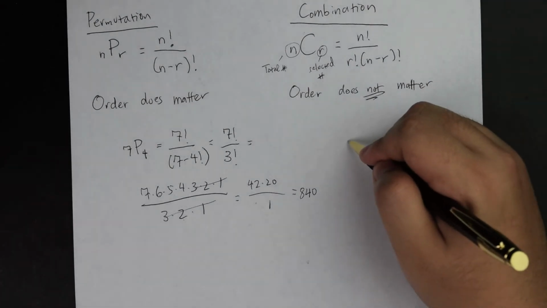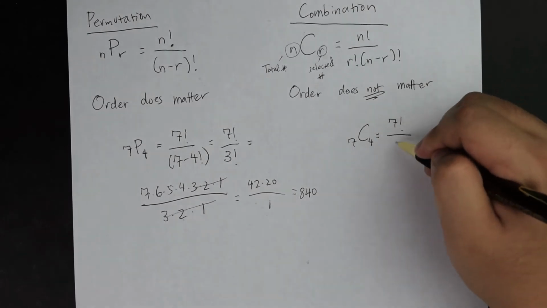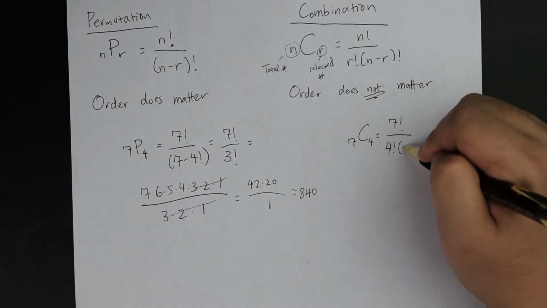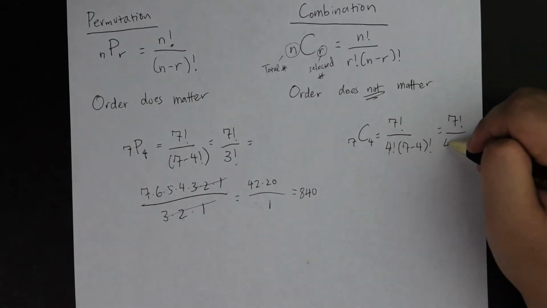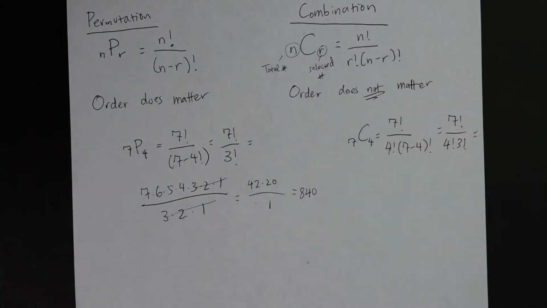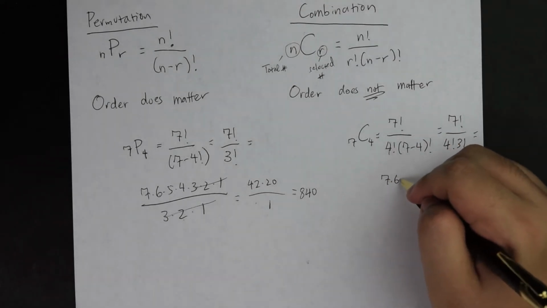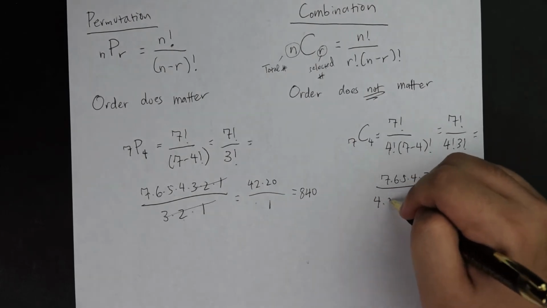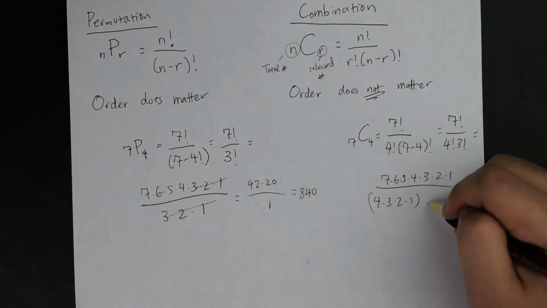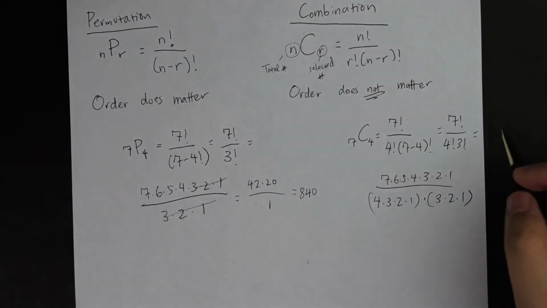But the difference is that if I do 7C4, for example, it's 7 factorial over 4 factorial times (7 minus 4) factorial, which is the same thing as 7 factorial over 4 factorial times 3 factorial. If I want to continue calculating this, it will be 7 times 6 times 5 times 4 times 3 times 2 times 1 over 4 times 3 times 2 times 1 times, duly note, 3 times 2 times 1. I just wanted to put parentheses to distinguish these.